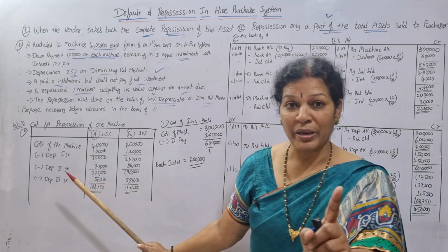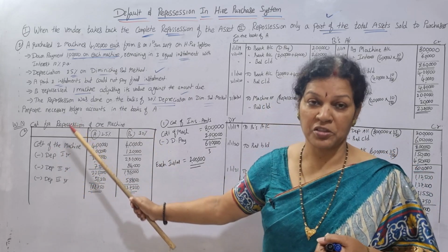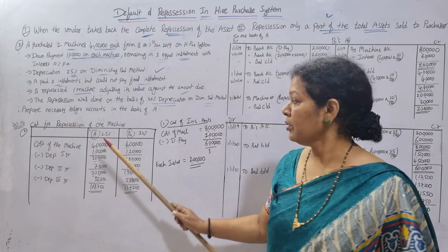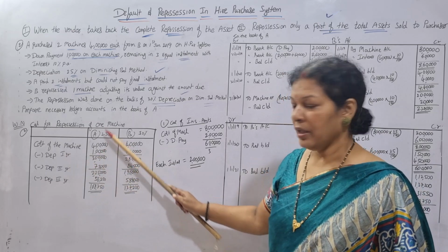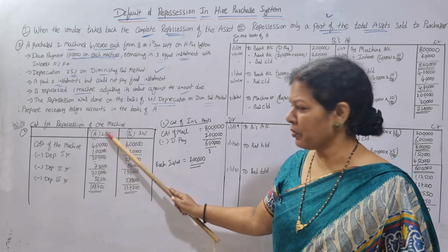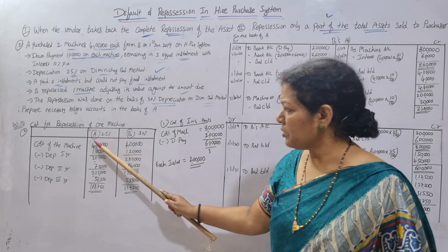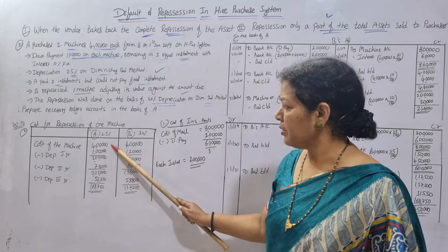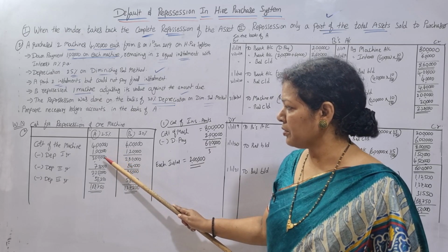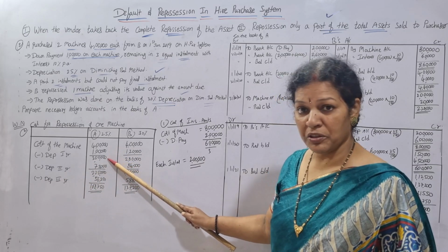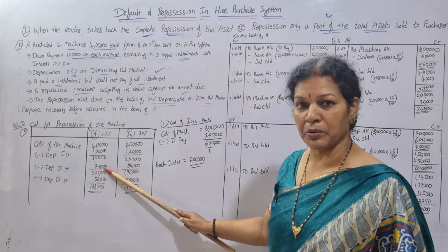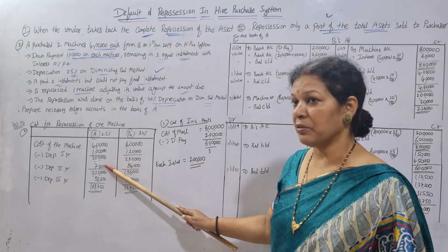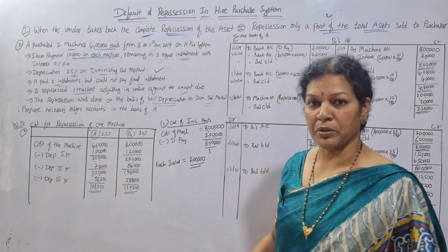Cost of the machine. One machine only we are taking, the repossessed machine. Cost is 4 lakh. Depreciation for the first year, as per 25%, first we'll focus on this one only. 25% on 4 lakh is 1 lakh. 4 lakh minus 1 lakh is 3 lakh. Now second year, diminishing, so 3 lakh into 25% is 75,000. So 3 lakh minus 75,000 comes to 2 lakh 25,000.